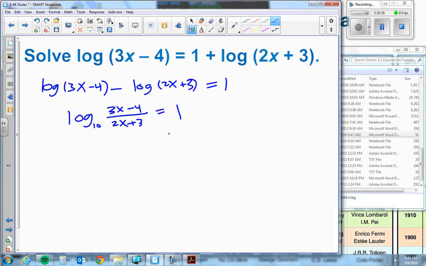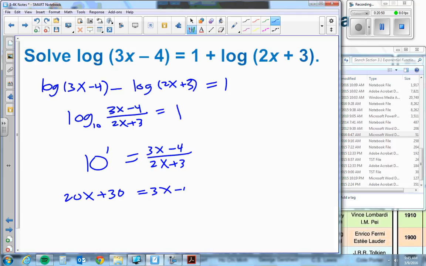And now you have a log equals number, so write it in power form. The base is 10, the power of 1 equals that argument. And then go from there. I would multiply both sides by that denominator. This is really just a 10 here. So the left side becomes 20x plus 30. That should look familiar. The right side is 3x minus 4.